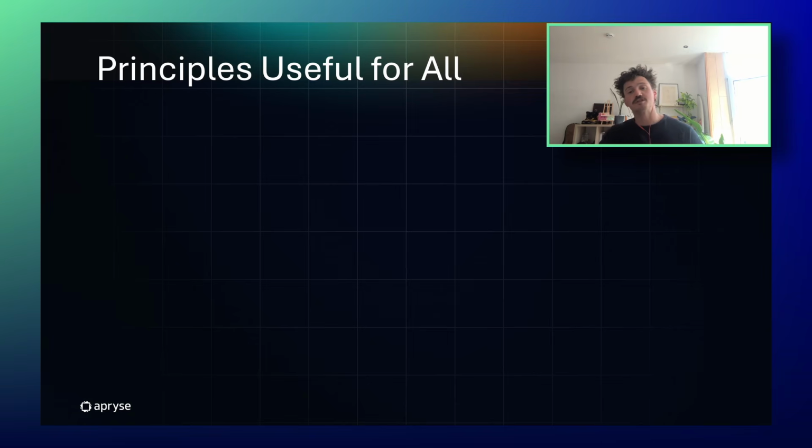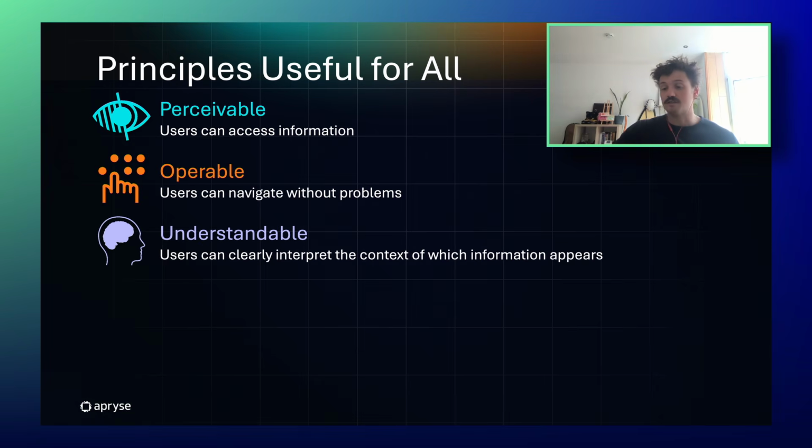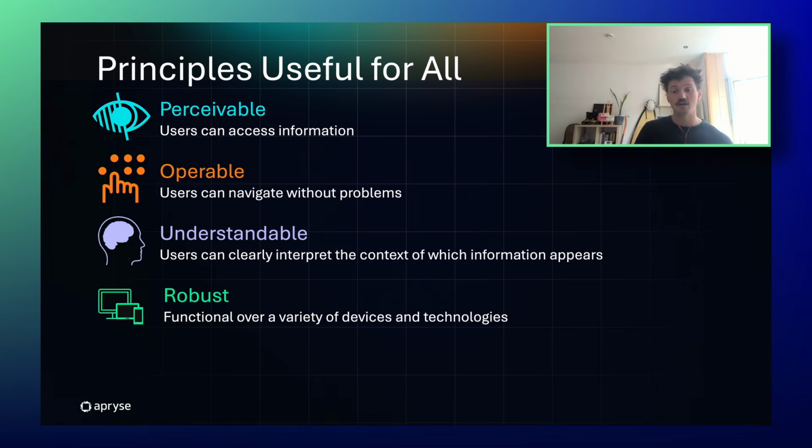Which principles are useful for everyone? The first one is perceivable. It needs to be operable. It needs to be understandable, and it needs to be robust. Why am I telling you all of this? It's because it's all of those kind of issues that both humans and LLMs encounter when working with PDF documents.